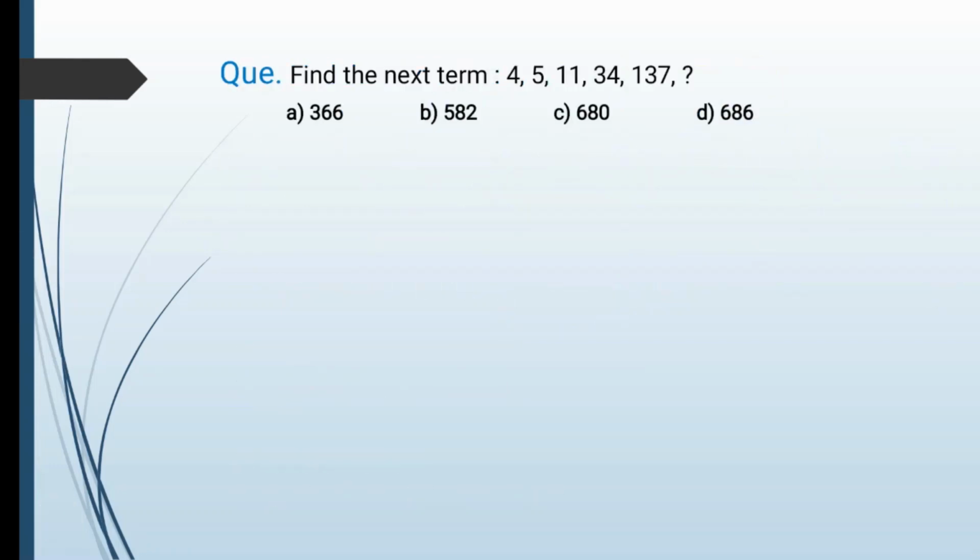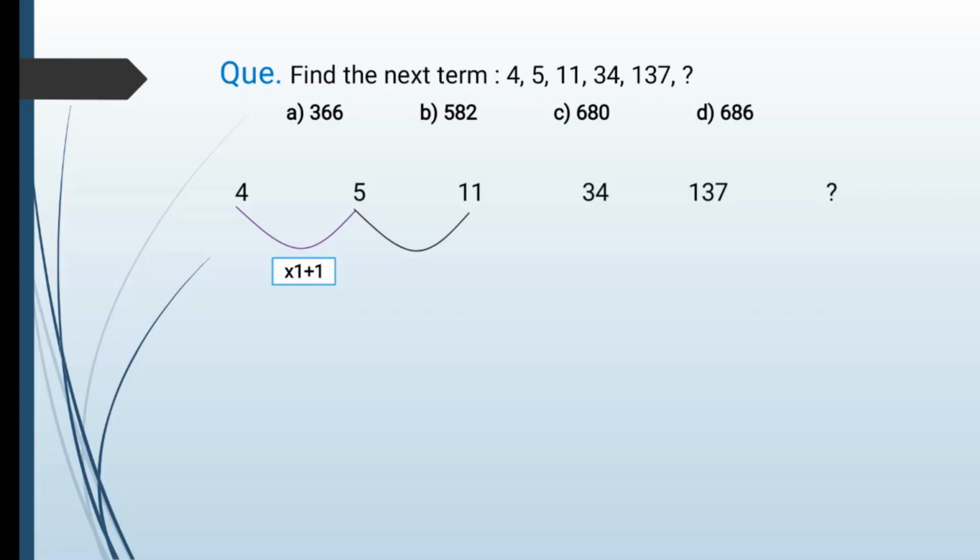We will have to find the next term in this given series. The numbers of the series are 4, 5, 11, 34, 137, and we have to identify what the last term is. Now in this series, two operations are used simultaneously, that is multiplication and addition. So from 4 to 5 you can either write plus 1, but here I am writing plus 1 in a different way. From 4 to 5, I am writing it as into 1 plus 1. You will know why I am writing it like this.